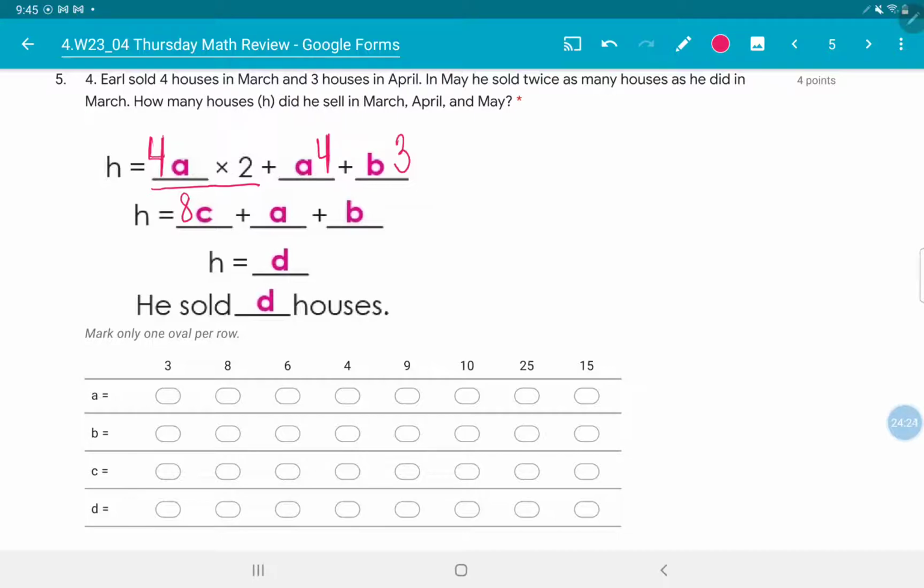So that's my next step. 4 times 2 is 8. And A is still equal to 4. B is still equal to 3. Do I have any more multiplication or division to do? No, I do not. So now I'm ready to add or subtract, whichever is in my problem. 8 plus 4 plus 3 is what? 15. I forgot. So H equals 15. He sold 15 houses. I forgot that it said to add all of them up together. Okay. That's how I got the last one wrong.